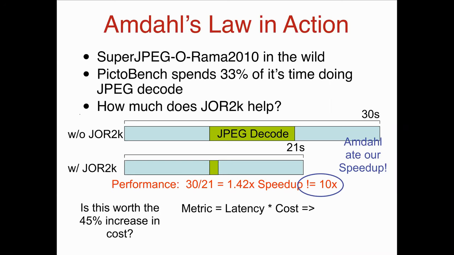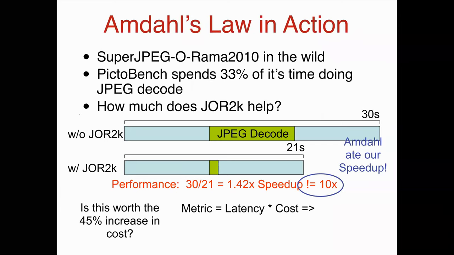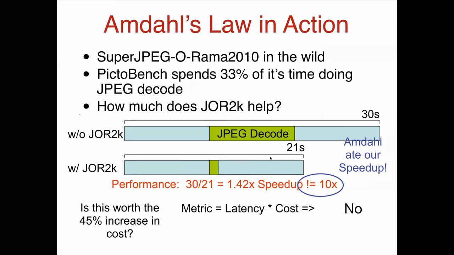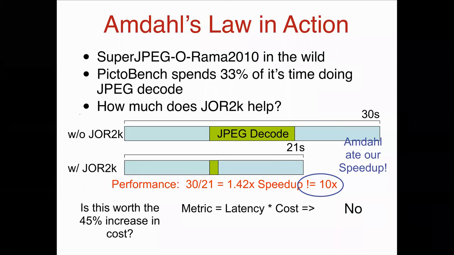So is it worth the 45% increase in cost? This is always the question. Is it worth the money? If we choose a metric of latency times cost, again, we're just making up a useful metric for us to evaluate whether or not it's good for us. If we use this metric, we're going to arrive at the answer that it's not. Because we're getting 1.42 times speedup, but our cost is going up by 45%. And 45 is obviously bigger than 42.